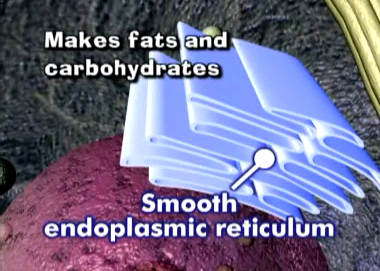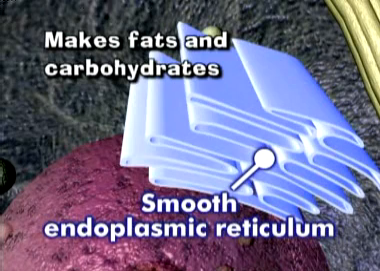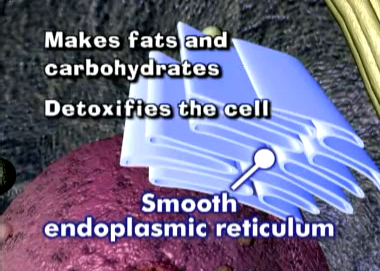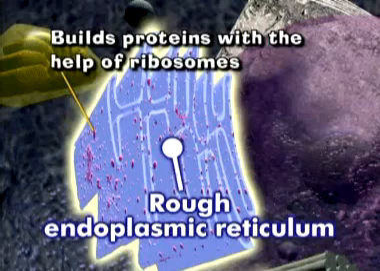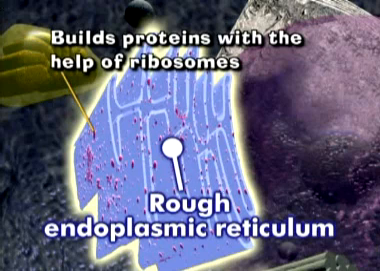Lipids are required for growing the cell membrane and membranes of the organelles. Smooth endoplasmic reticulum also works to detoxify the cell of poisonous substances. The rough endoplasmic reticulum builds proteins with the help of ribosomes. Ribosomes are attached to the endoplasmic reticulum, giving it that bumpy or rough look.